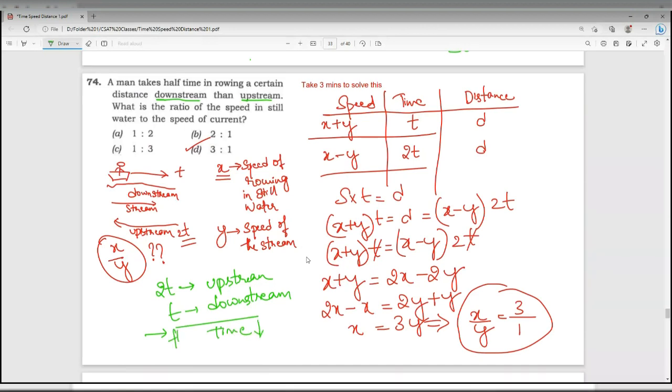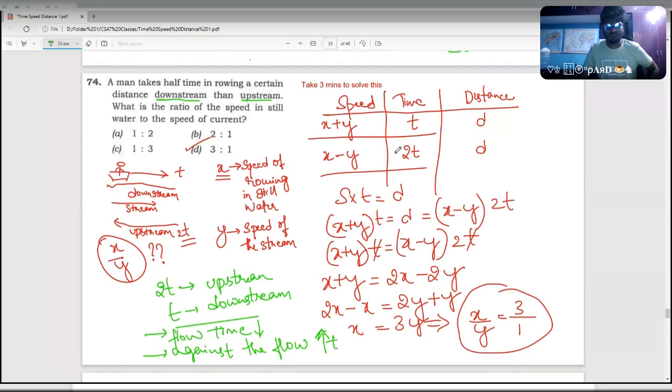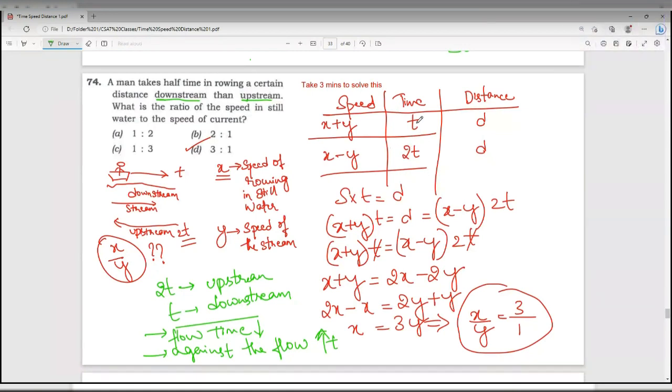If it is with the flow of the water, the time would be less. If he is going against the flow, the time would be more. So that's what they're saying. They have given this data here. So against the flow, we have taken this 2t, and this becomes t according to the statement here. A man takes half the time it takes for him to row upstream. So upstream he's taking 2t, and half of 2t is t. I hope this is clear. If you still have any doubt, please do ask.